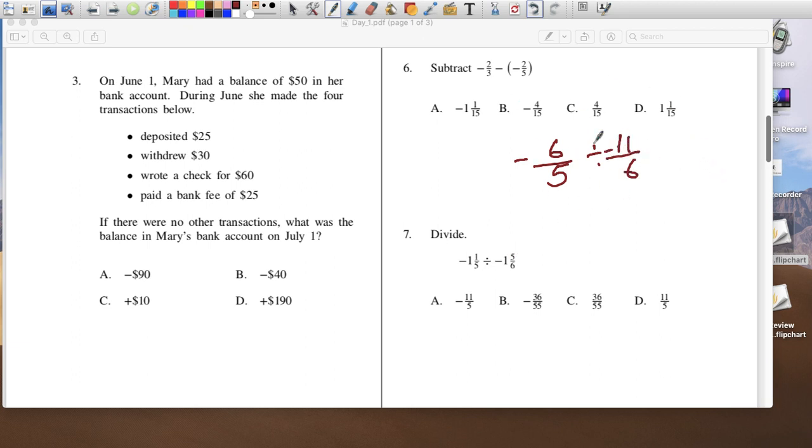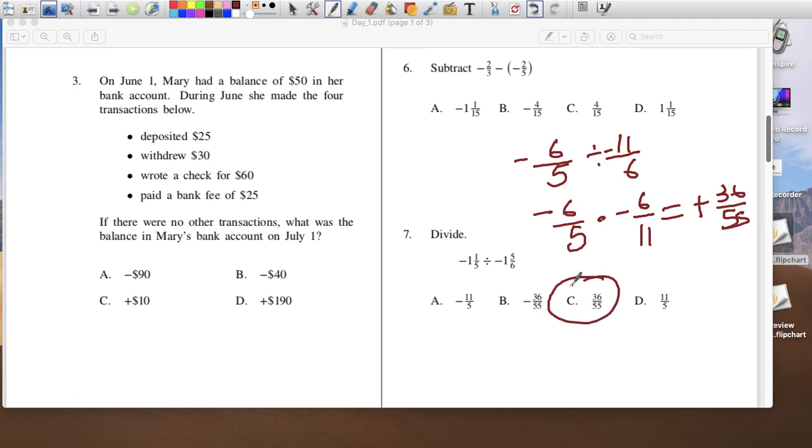We're going to multiply by the reciprocal, right? So we're going to multiply the first fraction times the reciprocal of negative 11 over 6, which is going to be negative 6 over 11. Negative times a negative is a positive. 6 times 6 is 36, and 5 times 11 is 55. We have something like that right there.